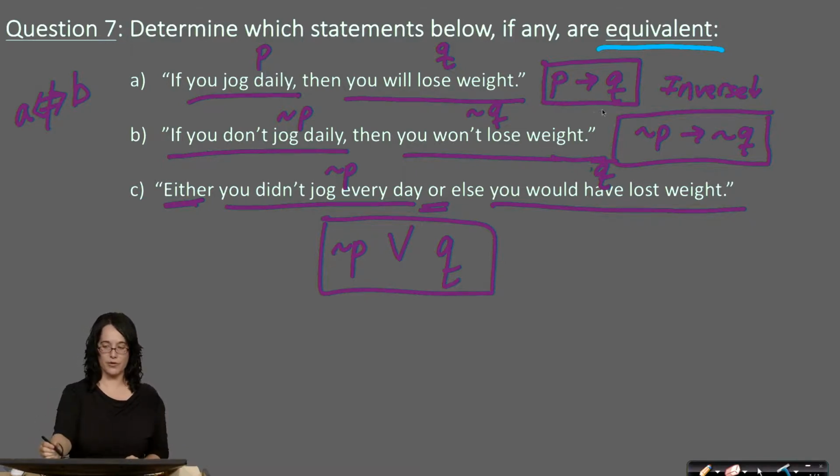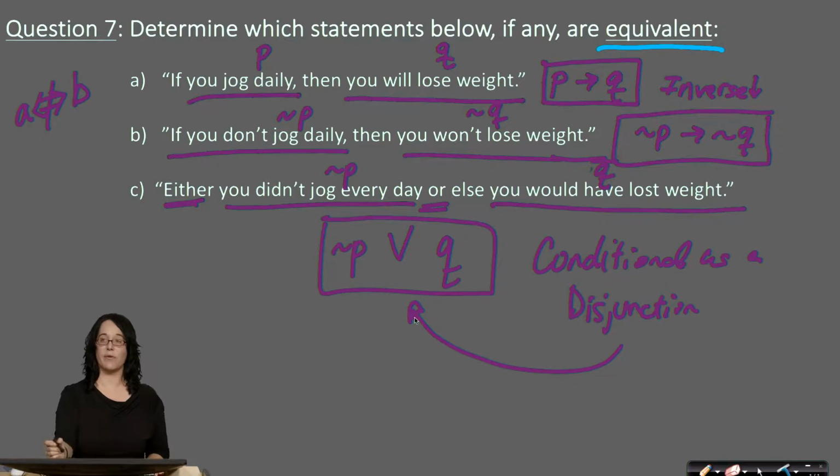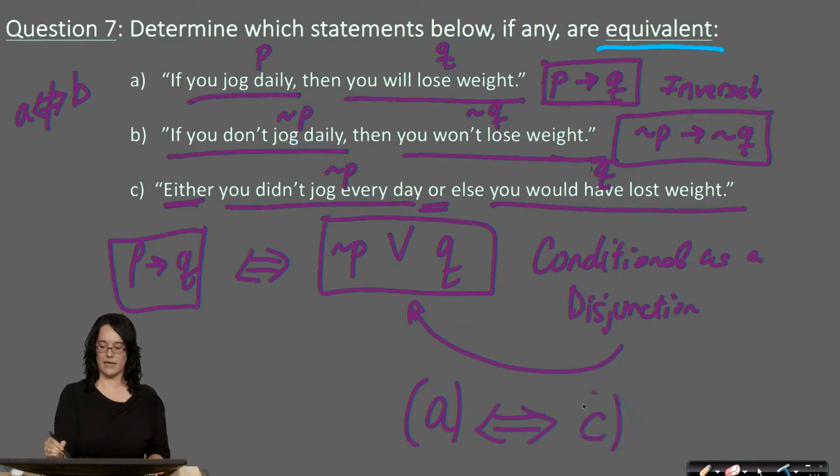Well, if you look back in your notes, one thing that we've talked about is that you can write a conditional statement as a disjunction. And it was actually just like this. If you have an if P then Q situation, that means the same thing as saying, well, either P did not happen or else Q should have followed, which is not P or Q. So this is in fact equivalent to if P then Q, which means the final answer is that statement A should be equivalent to statement C.